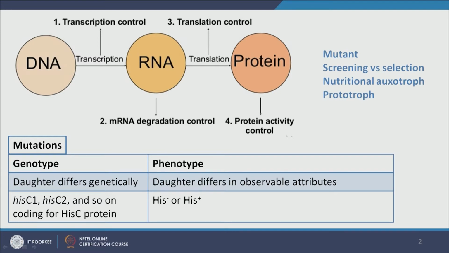This is very important because it forms one of the first controls for a cell, transcription control. Using different enzymes or other signals, the cell can force a part of DNA not to be transcribed. The second step of control for the cell would be degradation of RNA.